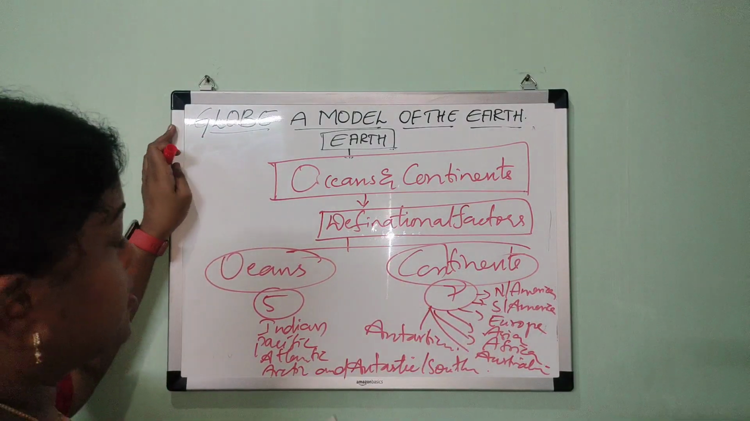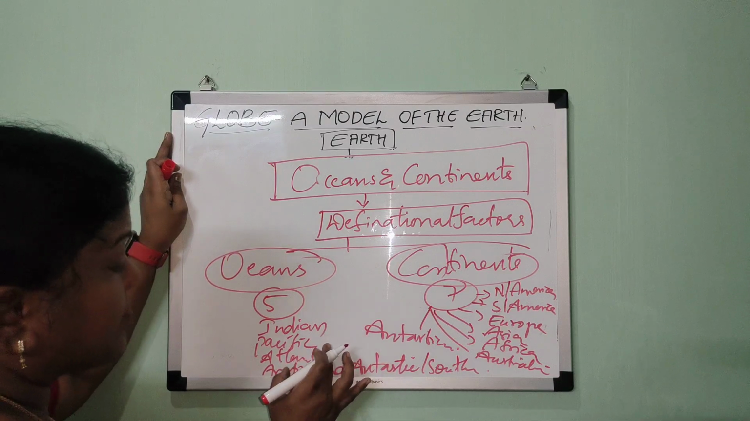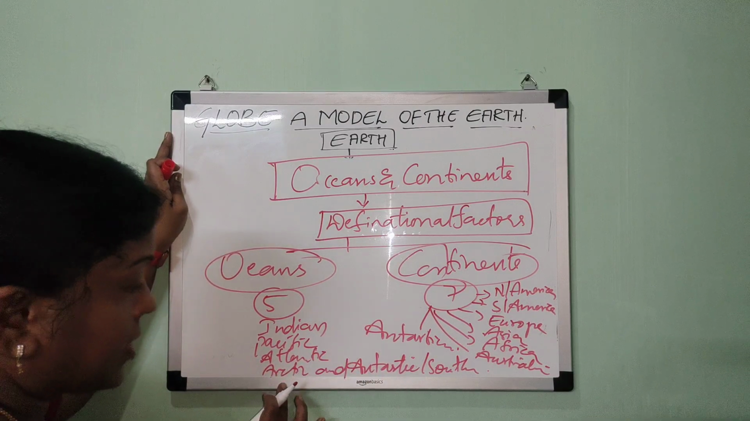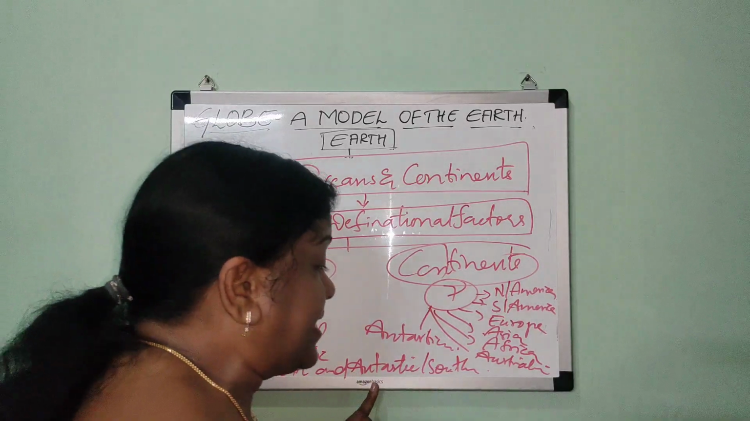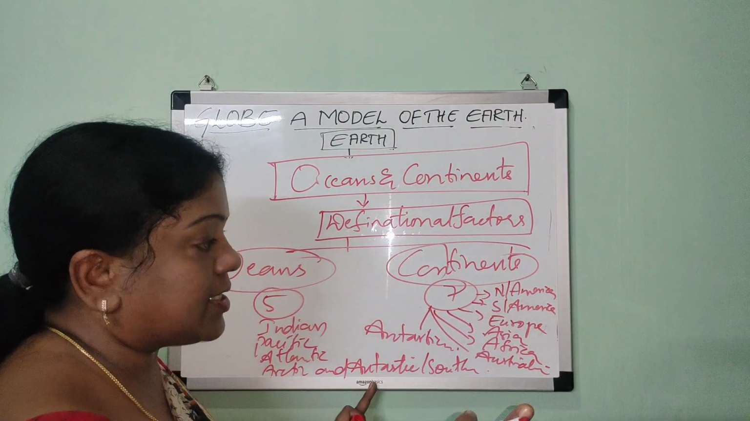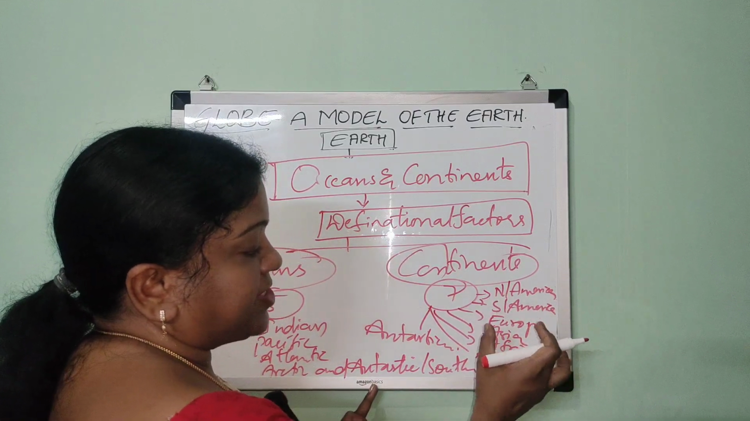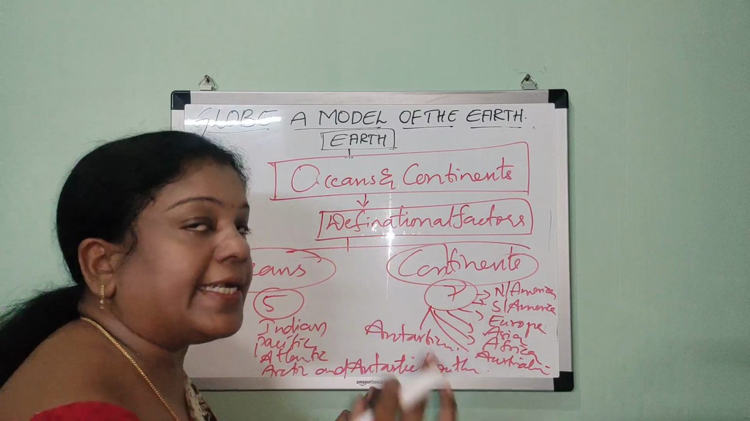Is it clear? So how many oceans are there? 5 oceans: Indian Ocean, Pacific Ocean, Atlantic Ocean, Arctic Ocean, and Antarctic or Southern Ocean. And coming to the continents, totally 7 continents are there. They are North America, South America, Europe, Asia, Africa, Australia, and Antarctica.